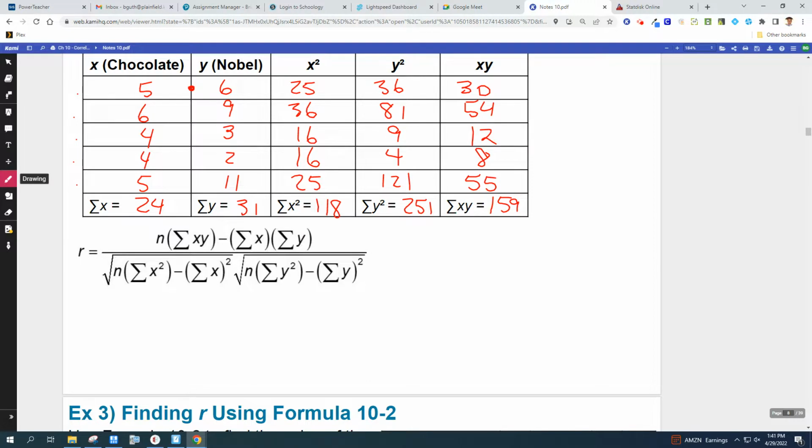n isn't in my chart, but n is just how many numbers there are. There's 1, 2, 3, 4, 5. There's 5. N is 5. So we're going to have a big fraction. N is 5. And then in parentheses, we've got the sigma of the xy. Sigma xy is 159 minus sigma x is 24. Sigma y was 31.